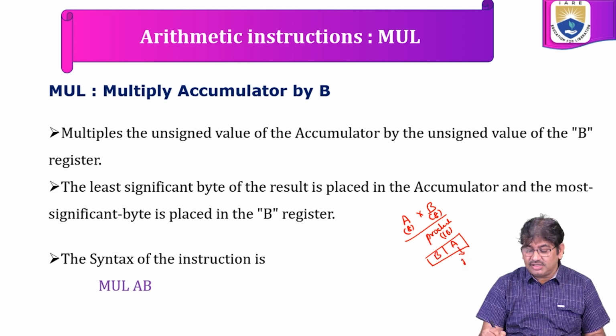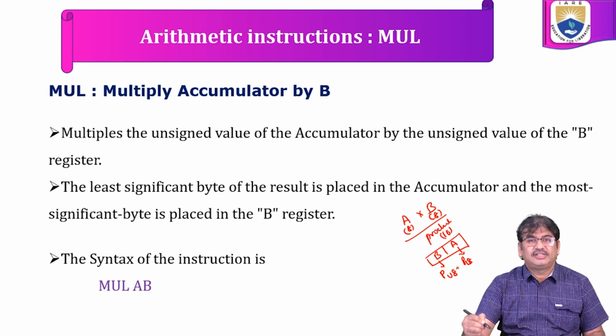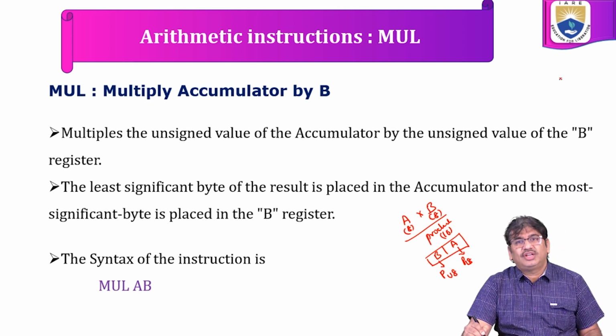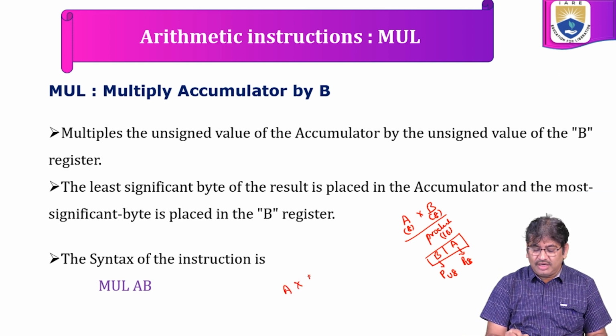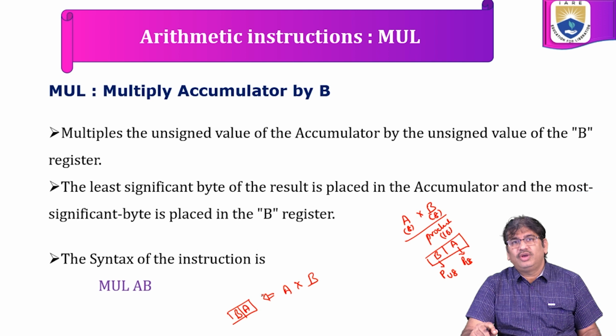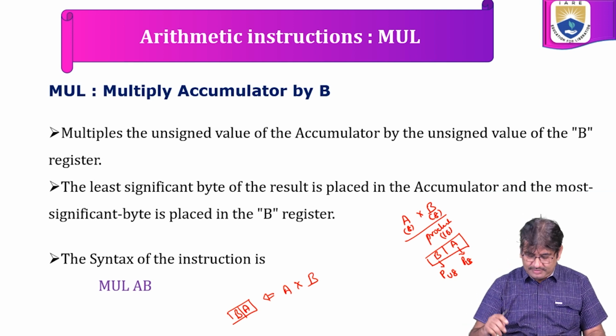The accumulator will contain the product's lower 8 bits, whereas the B register will hold the product's upper 8 bits. The syntax of the instruction is MUL AB. There is no separator between A and B. We have to write them side by side. MUL AB. This instruction will multiply the contents of the accumulator with the B register and the result will be stored in the BA register pair. The lower byte, that is the lower 8 bits of the product, is stored in the accumulator. The upper 8 bits of the product are stored in the B register.